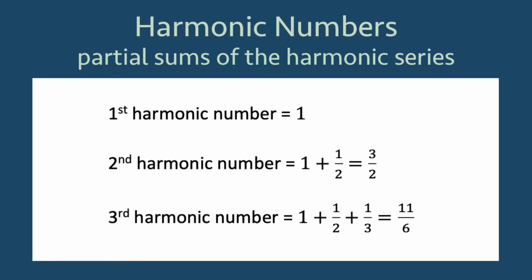The partial sums in the series form a sequence of numbers called the harmonic numbers. For example, the first harmonic number is 1, the second harmonic number is 1 plus 1/2, which is 3/2, the third harmonic number is 1 plus 1/2 plus 1/3, which is 11/6, etc. These harmonic numbers are related to the harmonic mean.